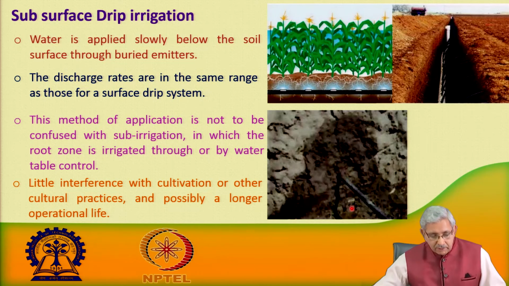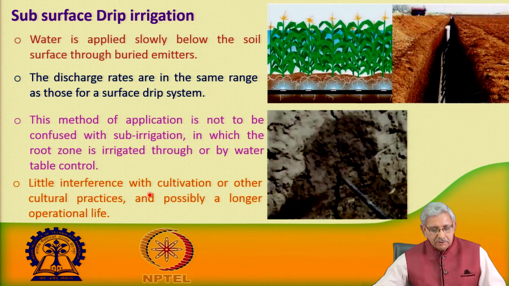So, this method of application is not to be confused with sub irrigation. This is another part. In sub irrigation, the water table is controlled. Here in subsurface irrigation, the drip lateral is placed and water is applied exactly at the root zone depth, whereas in the sub irrigation system, water reaches the plant root zone from the water table by capillary action.